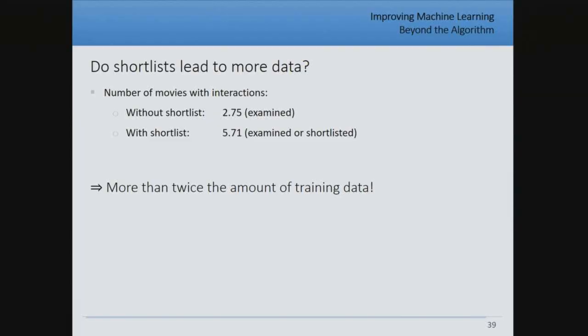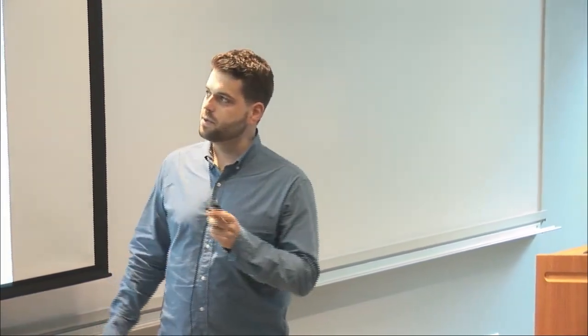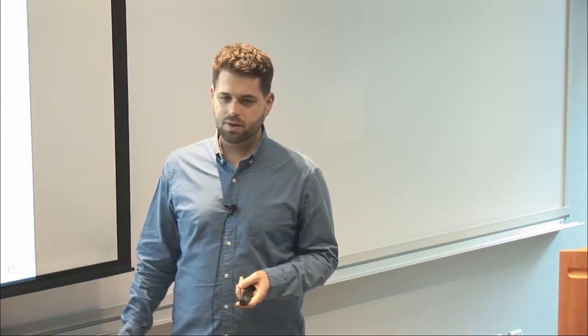So now we can look at, do shortlists lead to more data? That was our goal, and can we drive users somehow to give us more data? If you look at the movies with interactions, that is the unique number of movies, then without the shortlist, people click on 2.7 or 2.8 items on average. But with a shortlist, it's more than twice the amount of movies. So you get 5.7 positive interactions in each session on average.